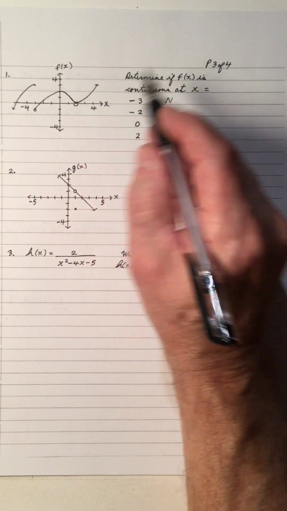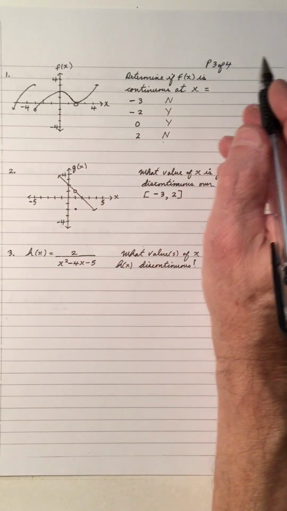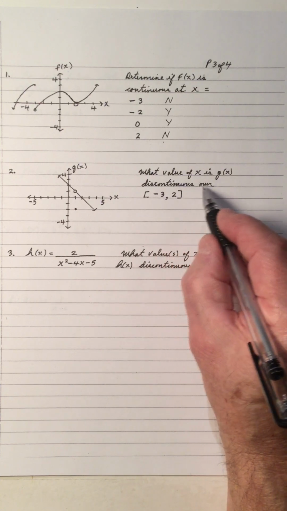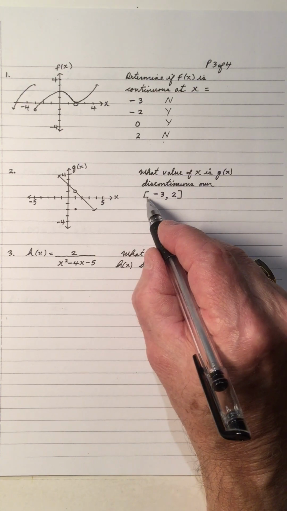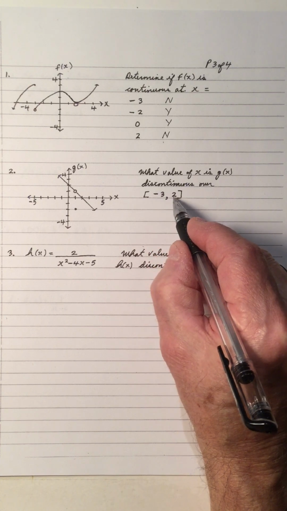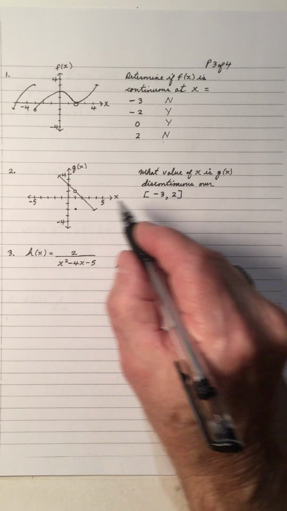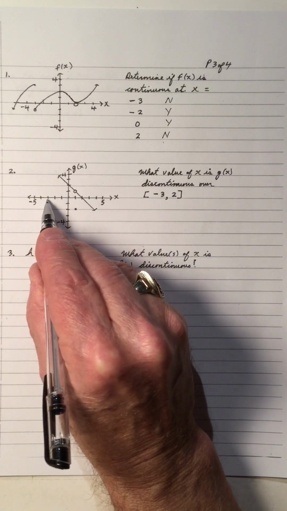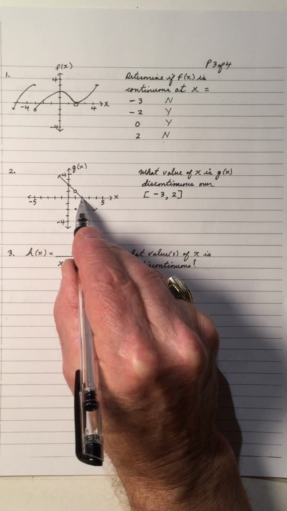It's not continuous, because the point is hollow and is not included. Number 2, what value of x is g of x discontinuous over the interval? So from negative 3 to 2, including negative 3. So from negative 3, which is right here, up to 2, which is here.